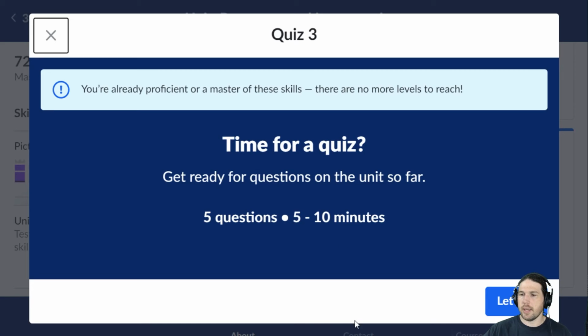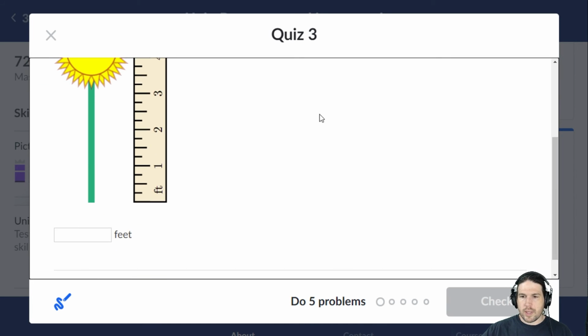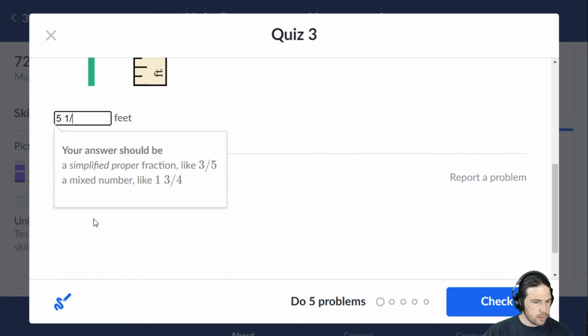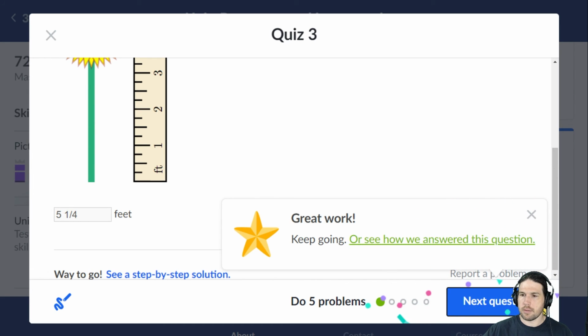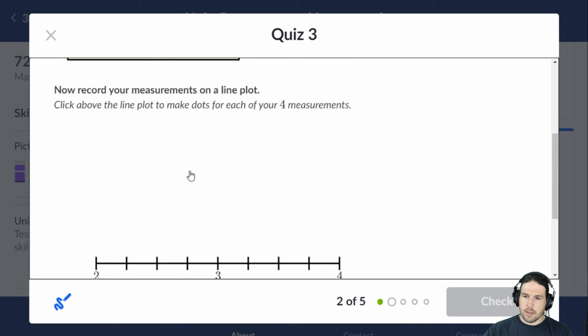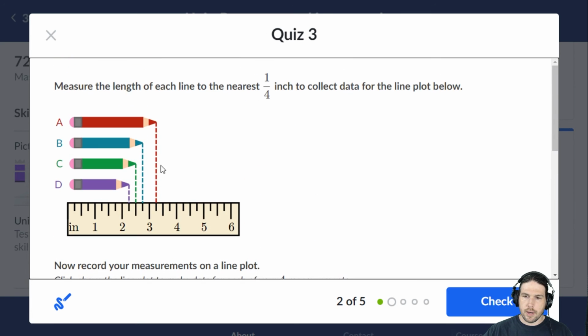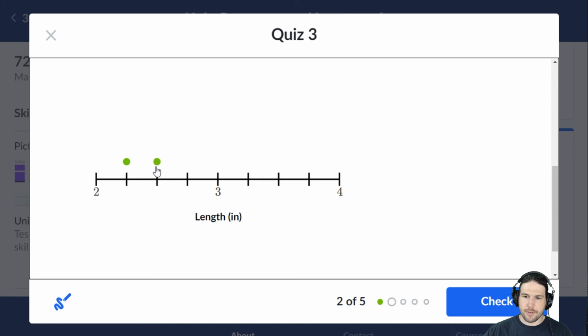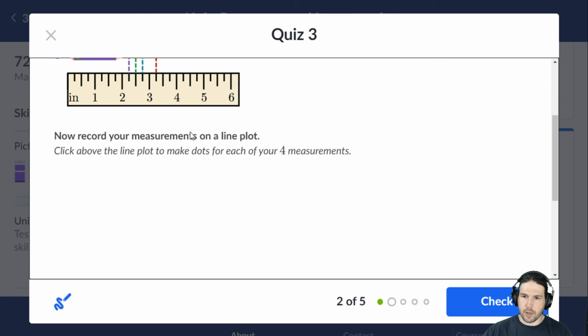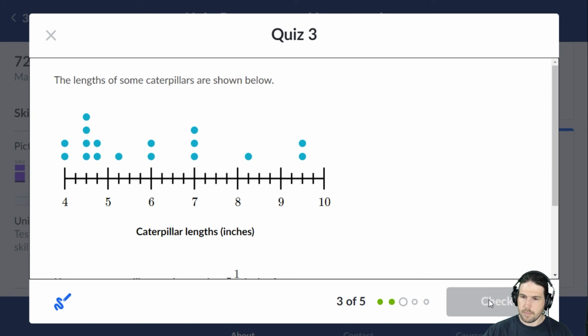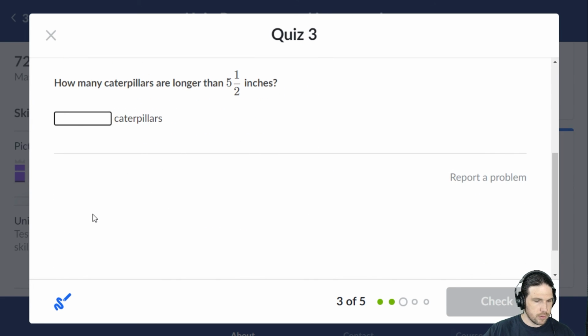We got quiz 3. What's the height of this? That looks like 5 1/4 feet to me. We'll learn about inches later. Let's see. We've got 1 at 2 1/4. We've got 1 at 2.5. We've got 1 at 2 3/4. We've got 1 at 3 1/4. How many are longer than 5.5 inches? 1, 2, 3, 4, 5, 6, 7, 8 of them.